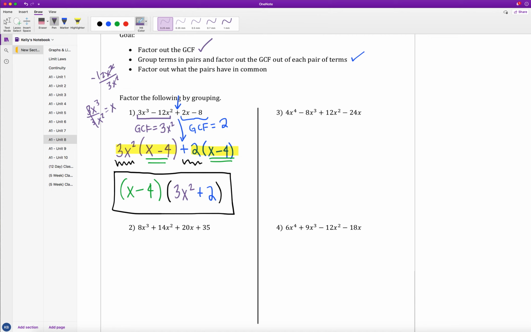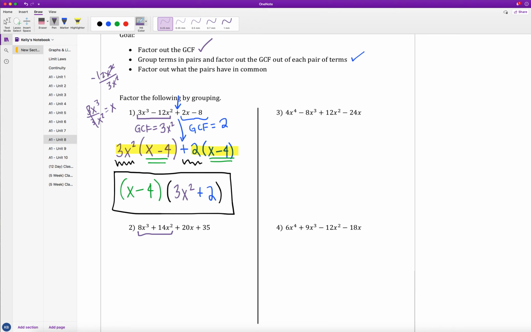It says 8x cubed plus 14x squared plus 20x plus 35. The first thing I want to think about is, do I have a greatest common factor between all 4 of these terms? What do you guys think? Is there anything that all 4 of those terms have in common? In this case, I don't have a greatest common factor between all of them because the last term doesn't have an x, so I couldn't factor out an x. And 8, 14, 20, and 35 have no common factors except for 1. So the first thing I'm going to jump right into then is factoring by grouping.